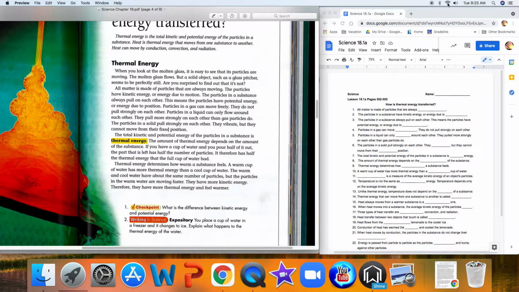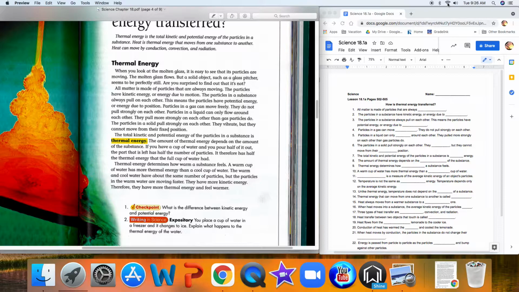Number 8 is what's really important, guys. The amount of thermal energy depends on the amount of matter. I have a glass of water and I have a bathtub of water. Which has more thermal energy? The bathtub. The more water I have, the more thermal energy I have. Okay, so I'll ask you those questions on your test. What's going to have more thermal energy? Full glass or half glass? Full glass. Whatever gives you more.